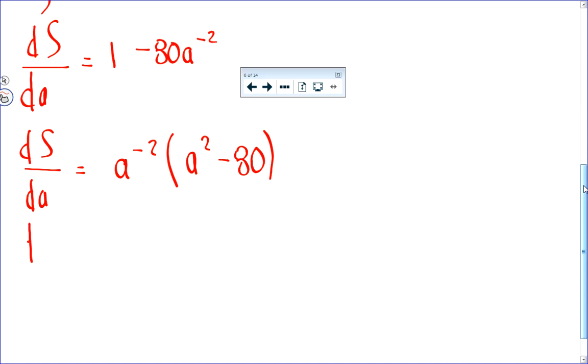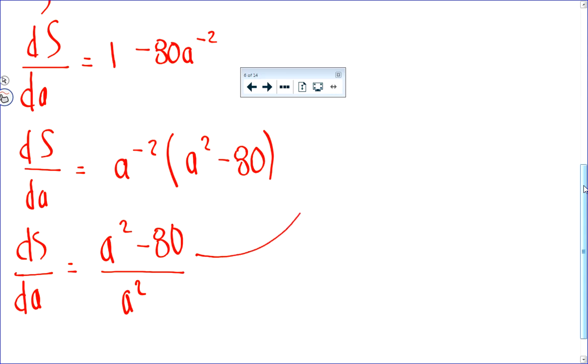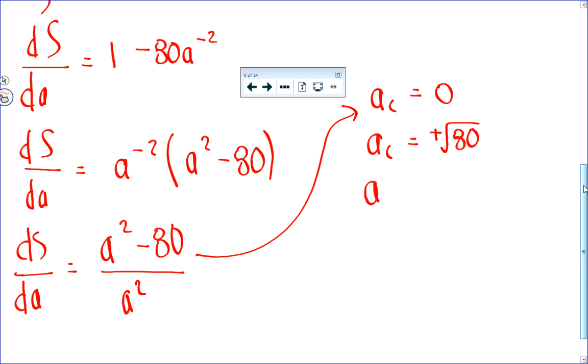And that tells us the derivative ds/dA is equal to (a squared minus 80) over a squared, which gives us the following critical values for a. One of the critical values of a is 0 because it makes the derivative undefined. One of the critical values is a equals positive root 80, and the other is a equals negative root 80.